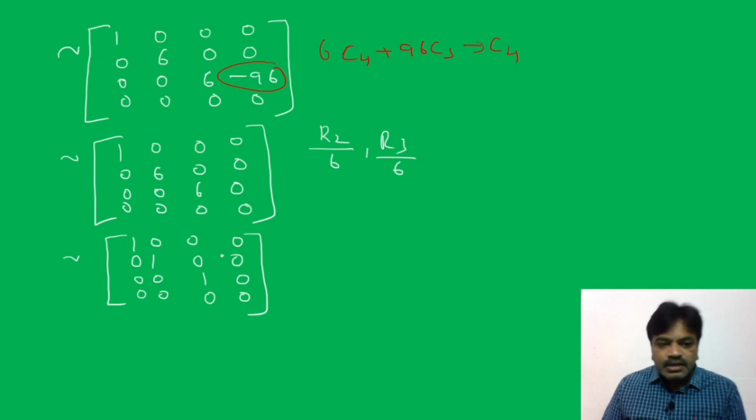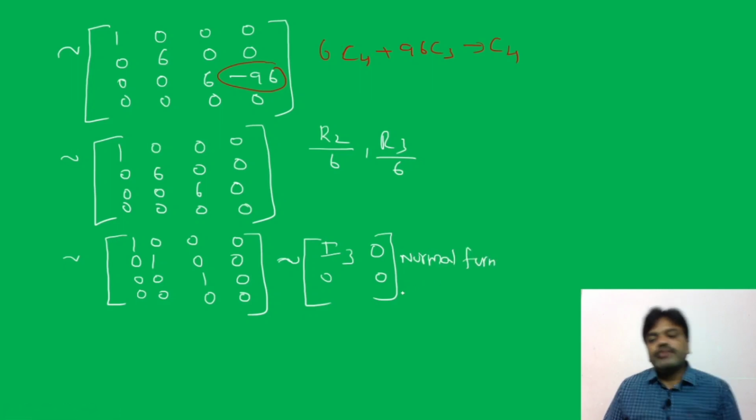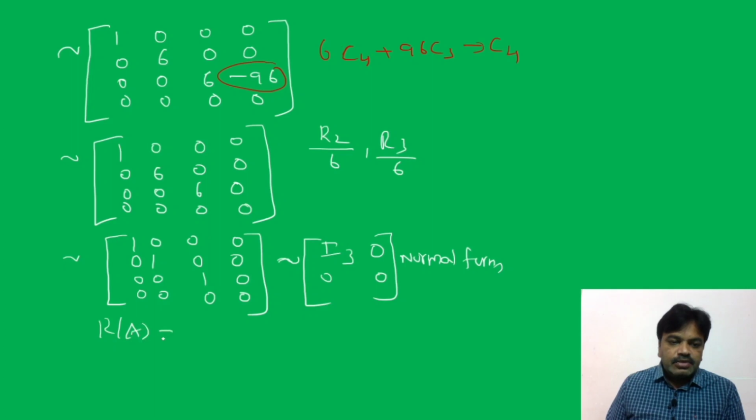Now we have all the elements either 1 or 0. So number of non-zeros now 1, 2, 3. So this can be written as I3 0 0 0. This form is called normal form. Now 3 is the rank of the given matrix. So rank of A is equal to 3.